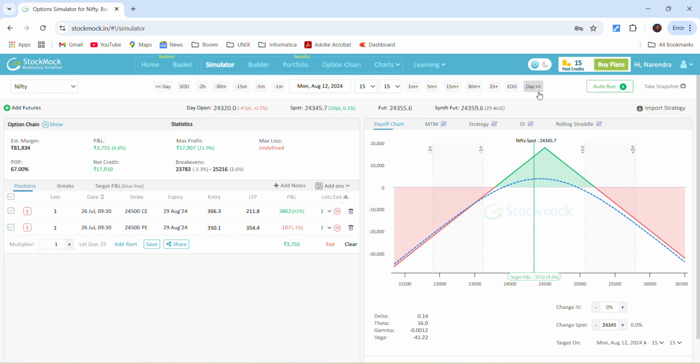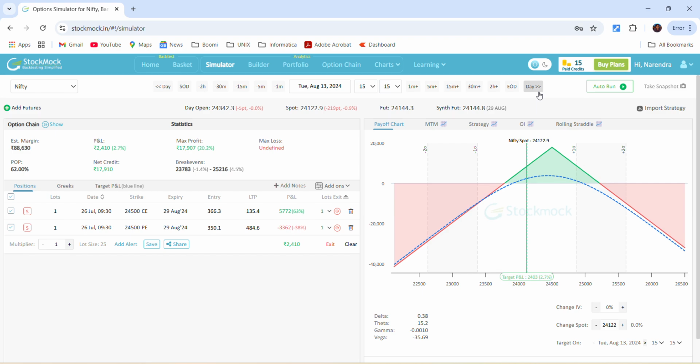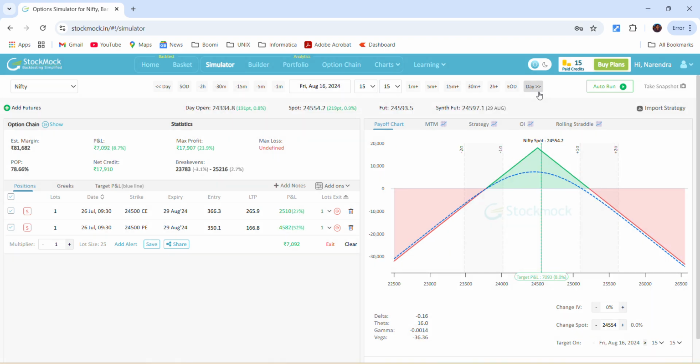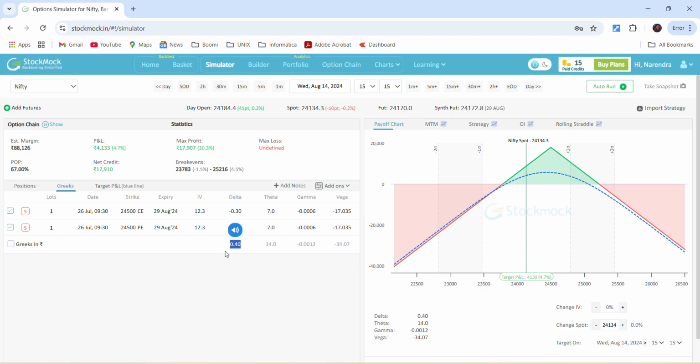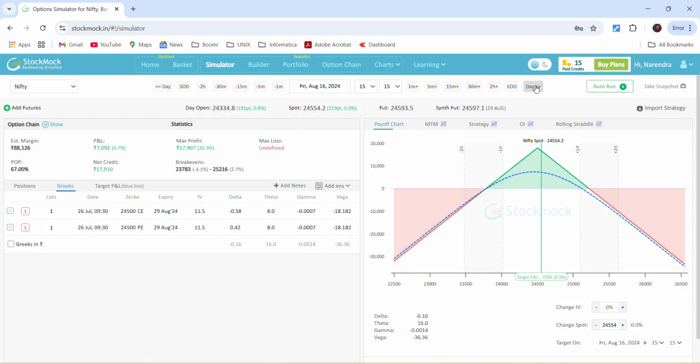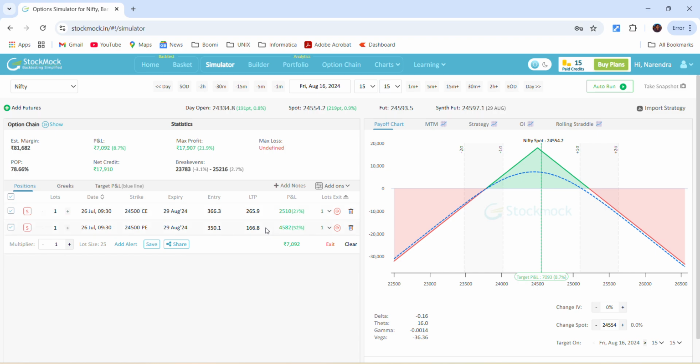Let's go further. We don't do any adjustments unless the delta value is no longer in control. I think we have made a really good profit here, if you see. So we have 7,000 profit here. So both the legs here are giving us the profit.